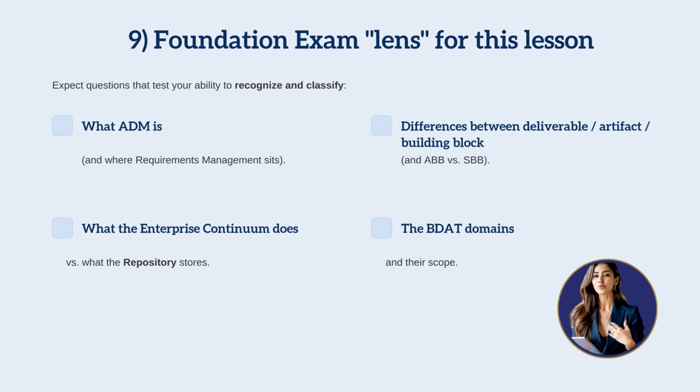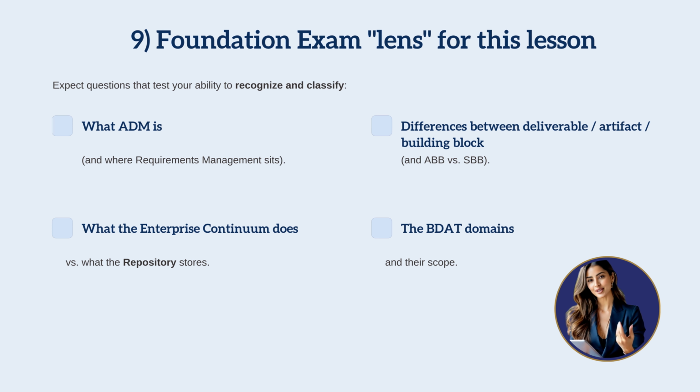Foundation exam lens. From the exam perspective, focus on recognizing and classifying concepts. Know that the ADM is the method and that requirements management is continuous. Understand the difference between a deliverable, an artifact, and a building block, and between ABB and SBB. Be able to differentiate the enterprise continuum, conceptual, from the repository, physical store. And be familiar with the 4 BDAT domains and their scope.